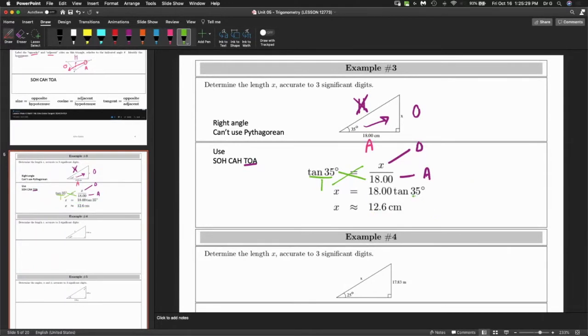I should mention here, see the 35? Make sure your calculator is in degrees. Make sure your calculator is in degrees because if it's not, you're going to have a big headache, because all the numbers are going to be coming out wrong.